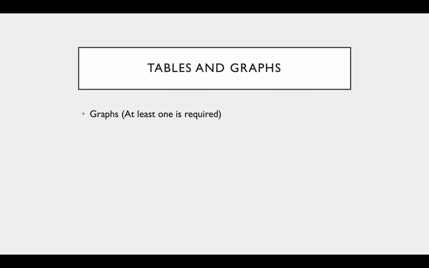For graphs, you are required to have at least one graph in your paper. At least one. You can have more than one. You can have a graph in a table, that kind of thing. It's all totally fine, but you have to have at least one graph showing some kind of results.